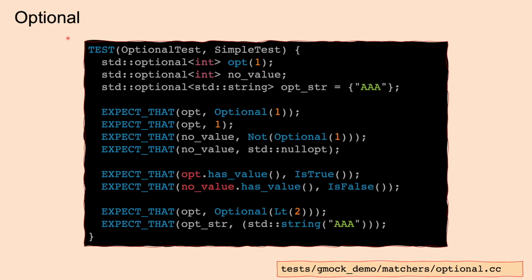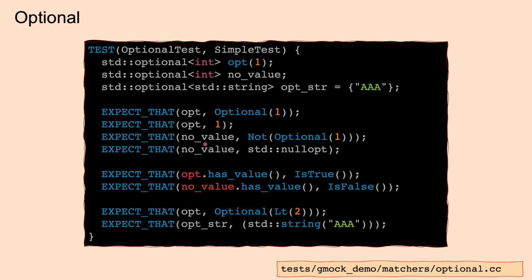The optional matcher is useful when you have std optional in your code. Remember that std optional is a type to indicate your variable may or may not have a value. So here, opt has a value of 1, and no value is just a variable of type std optional, but it doesn't have any value yet. So defining these two, then I can say expect that opt is an optional variable with value of 1. And I would do this to emphasize that opt is an optional variable. I could have also simply written opt is 1.